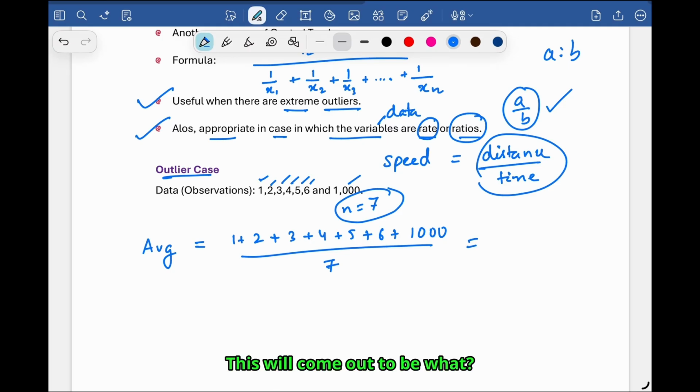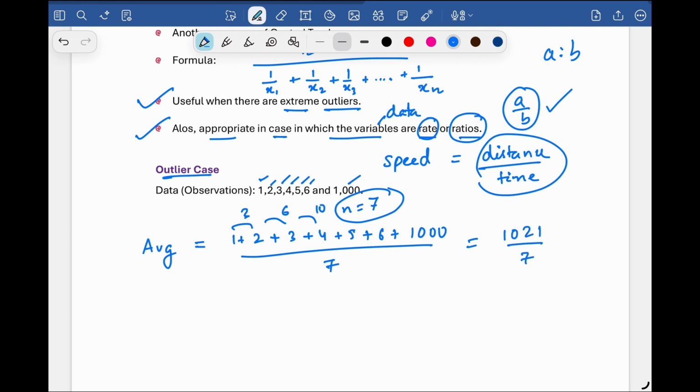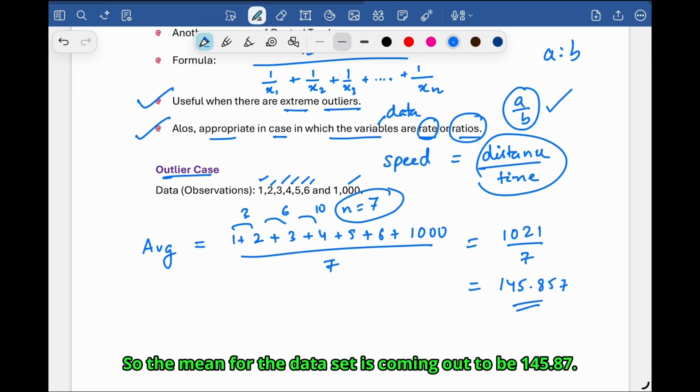What will this come out to be? This will be 3, 3, 6, 10, I'm just adding up here, 15, 21. So 1021 divided by 7. The value will be, sorry, not 1000, 1021 divided by 7. It's coming out to be 145.857. So the mean for the data set is coming out to be 145.87.